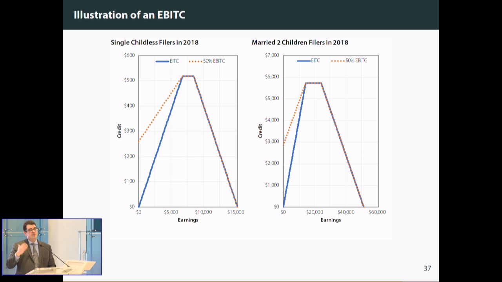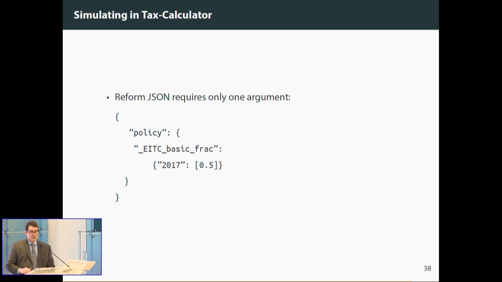You can see how in the phase-in range, it's making it a lower phase-in rate, but zero earners are still able to capture some of the maximum credit. In Tax Calculator, this is one line of policy change in the JSON file, which is this EITC basic fraction.